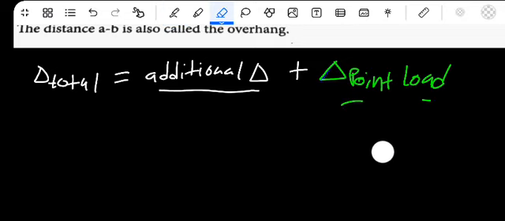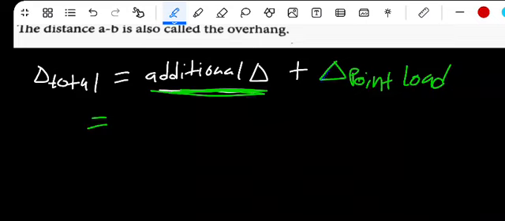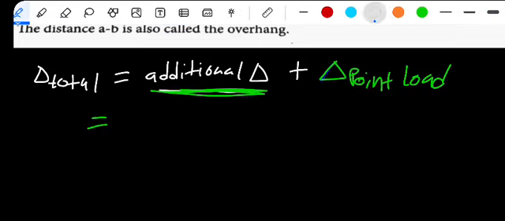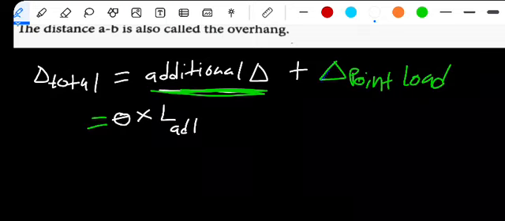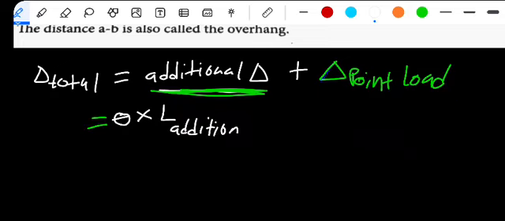You'll have the deflection at the point load. You add these two, but how do we determine this? As we've just discussed, it will be our slope multiplied by the additional length. The length is simply the additional one. You know what I'm talking about.